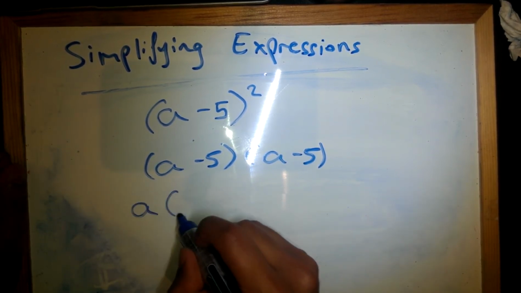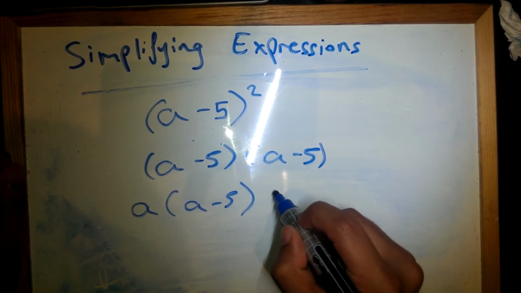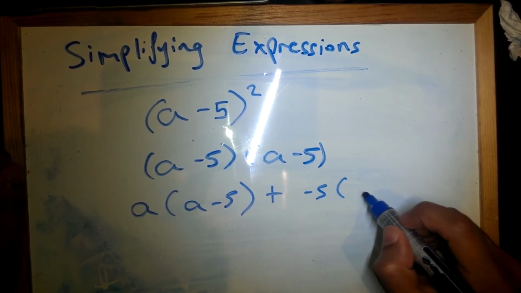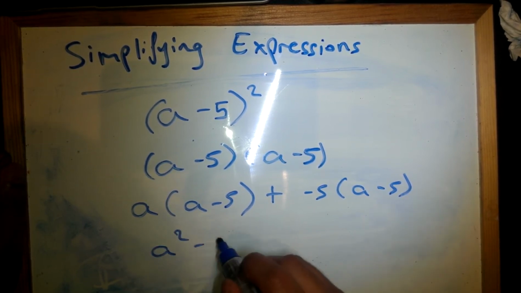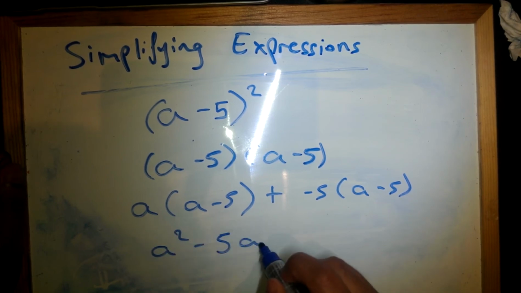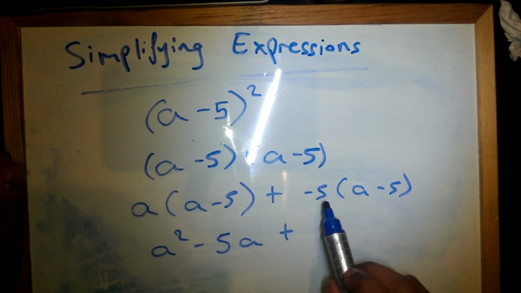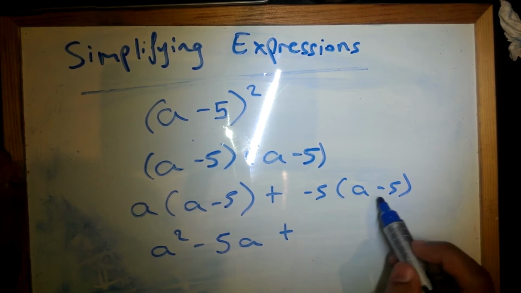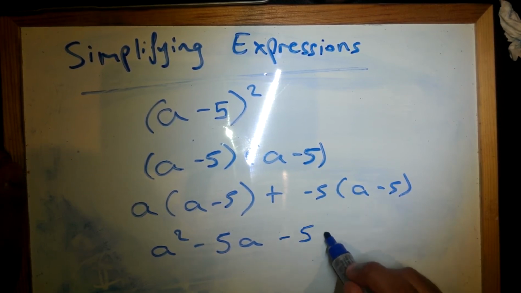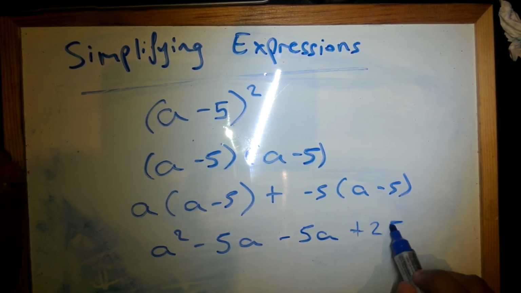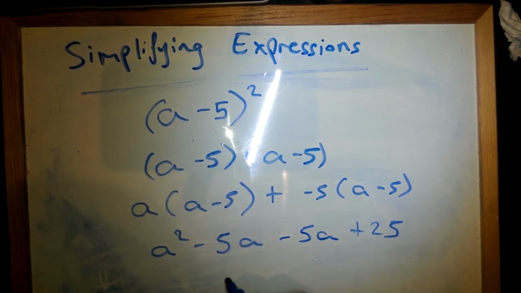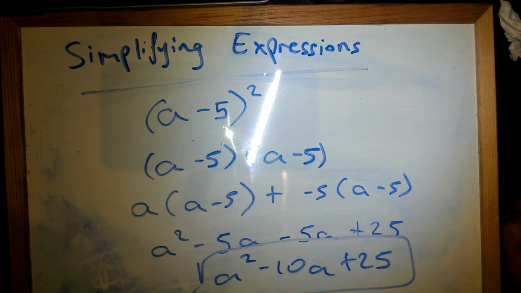Say we have (a minus 5)(a minus 5), right? Where we get a squared minus 5a, plus, now we have a minus 5a, yeah? And two minuses multiplied together is a positive. So here we are. Simplify it down. Always simplify it down. And that is your answer.